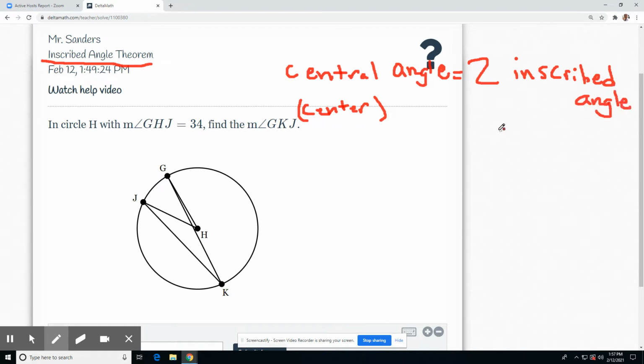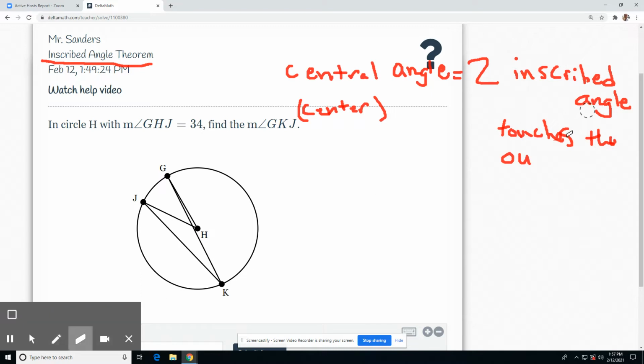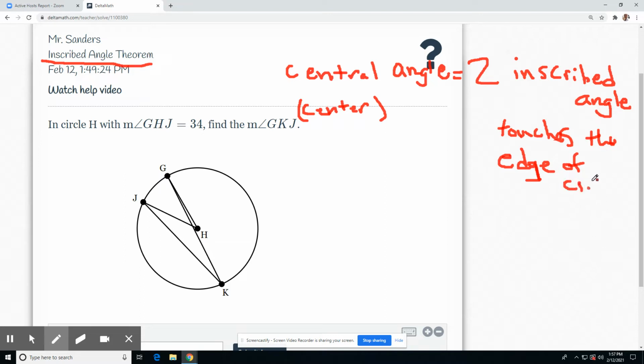And the inscribed angle is one that touches the outside of the circle, or the edge of the circle. Edge of circle.